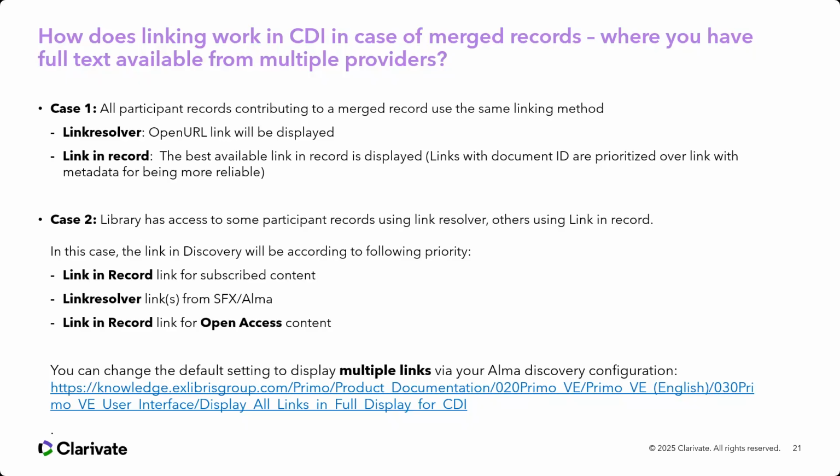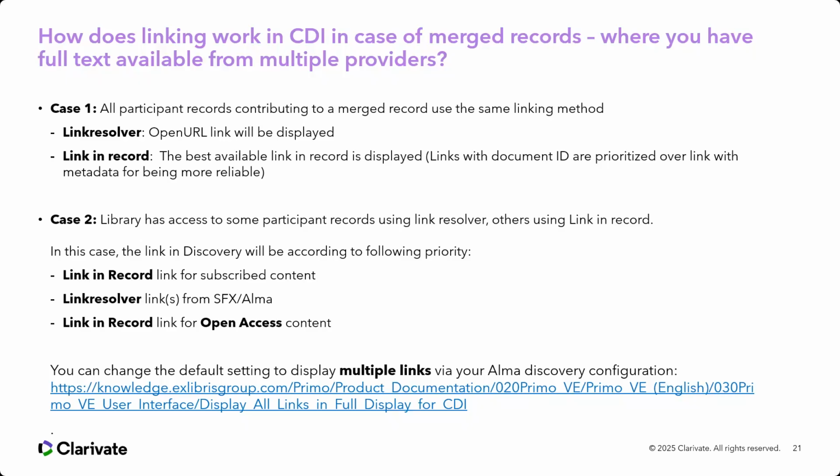And the lowest in the priority in the hierarchy here is linking record links for open access content, because those are maybe a little bit less reliable than the subscribed content links or the link resolver links. So those are shown only if there's no linking records from subscribed or link resolver links. So this is the priority. This is all also documented in the CDI content corner.